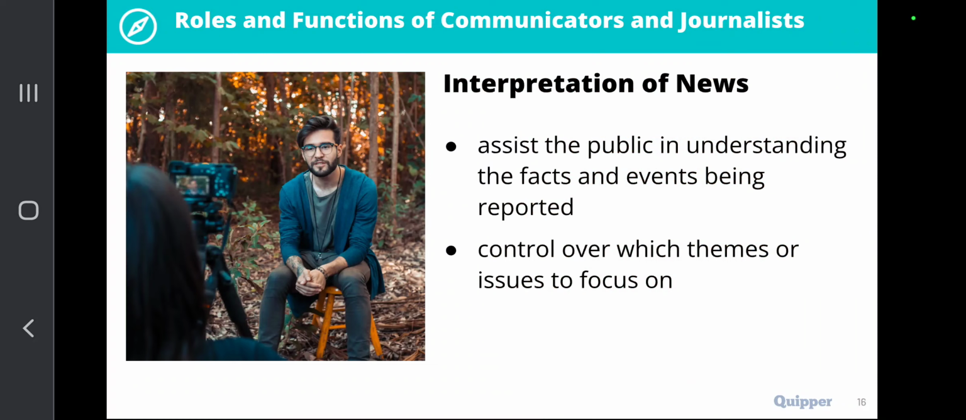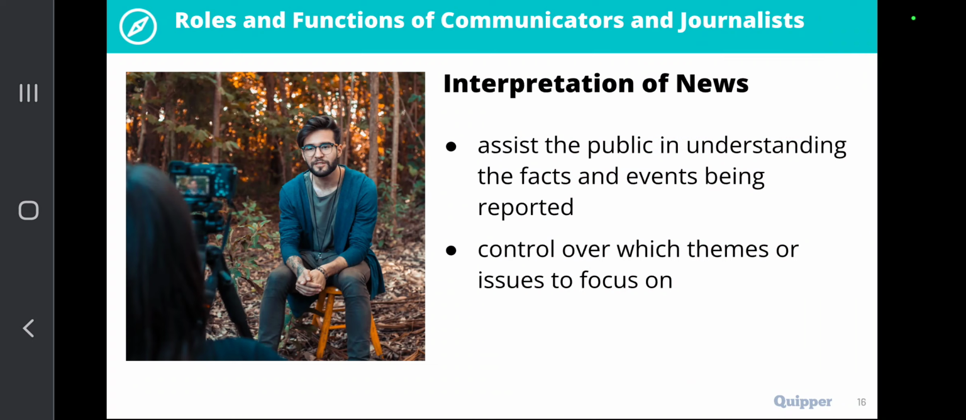Take note, the word is assisting, not to dictate to the public what they should and should not understand with the facts given about the event that is being reported, but there should only be assistance. Simply just presenting the news, cultivating critical thinking and wise decision making with regards to that event.